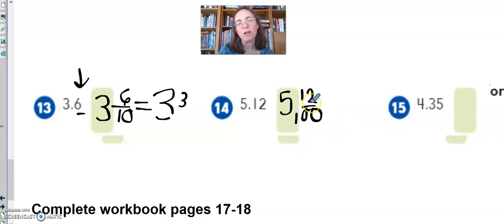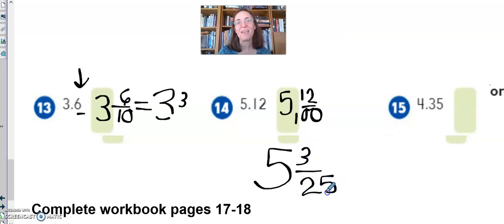The reason I'm pretty sure that I'm not going to be able to stop here is both 12 and 100 are even. So I know they share a factor of 2. But then looking at 12, I also know that 4 is a factor of 12, and on the problem up there, I knew that 100 or 4 times 25 equals 100. So I could divide 12/100 by 4/4. 12 divided by 4 equals 3. 100 divided by 4 equals 25. And so the fractional version of 5 and 12/100 is 5 and 3/25.